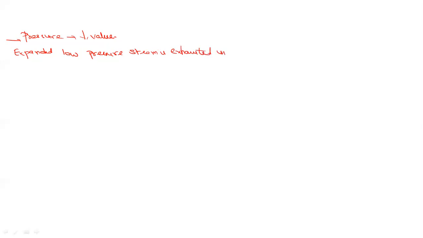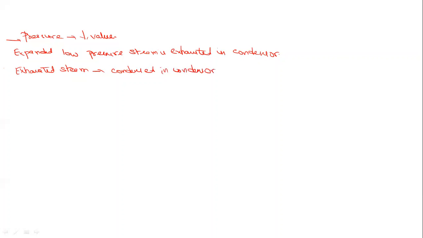Now put the heading condenser. The exhausted steam is condensed in the condenser by means of cold water circulation. Here, the steam loses its pressure as well as temperature, and it is converted back into water.